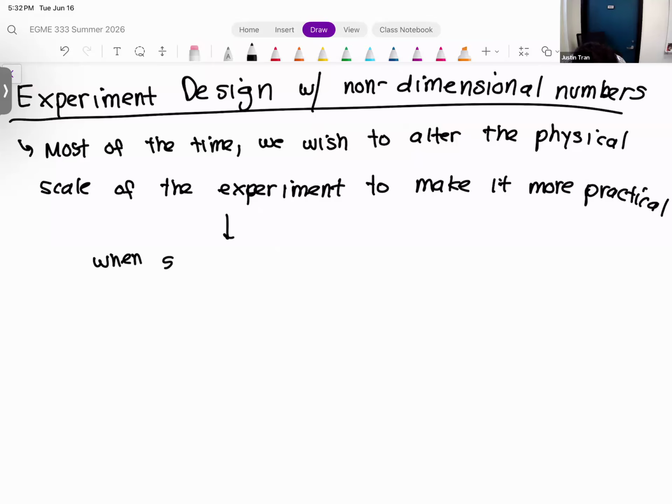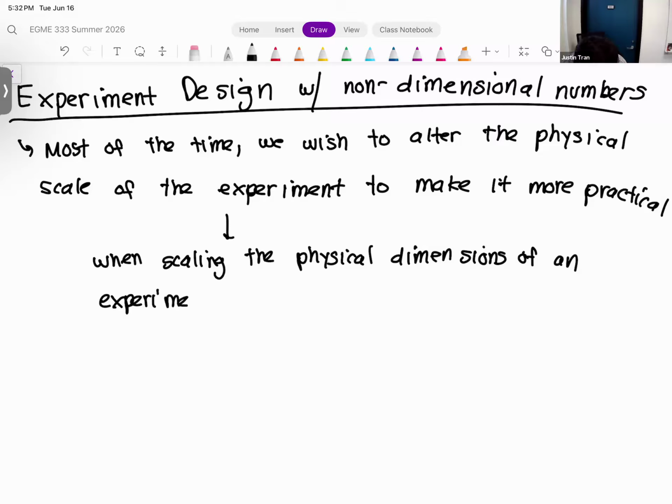So when scaling an experiment, that not only includes the physical dimensions, but you're going to see it also involves the scaling of the boundary conditions as well. So scaling of the velocities, sometimes the densities and viscosities, but most of the time you don't have to change that. What you need to make sure is that the values of the non-dimensional numbers in your theoretical full-scale experiment match the values of the non-dimensional numbers in your scaled down or scaled up experiment. In other words, the non-dimensional numbers should match between the two.